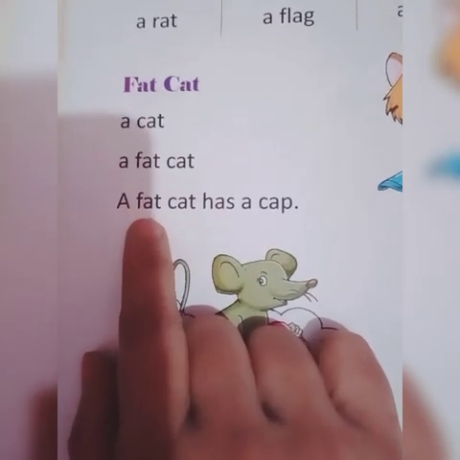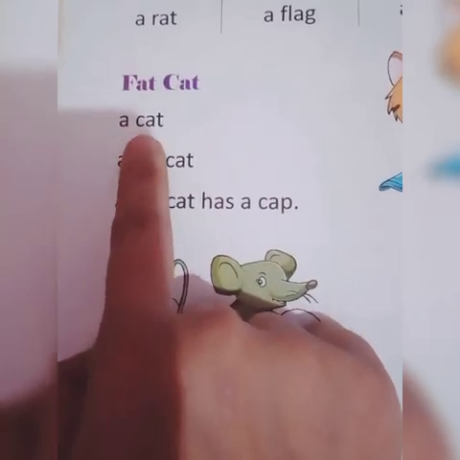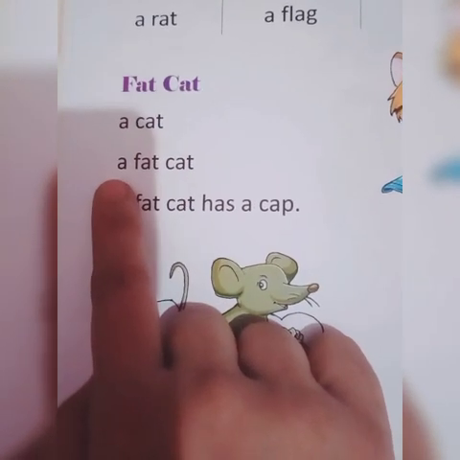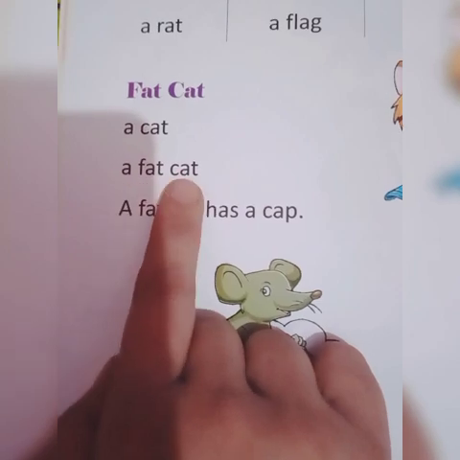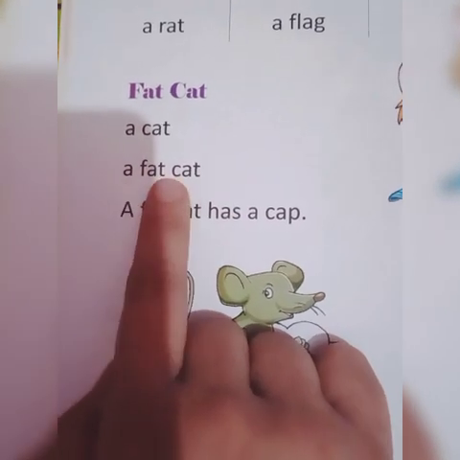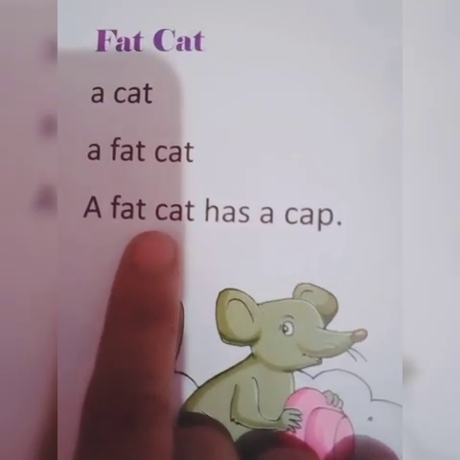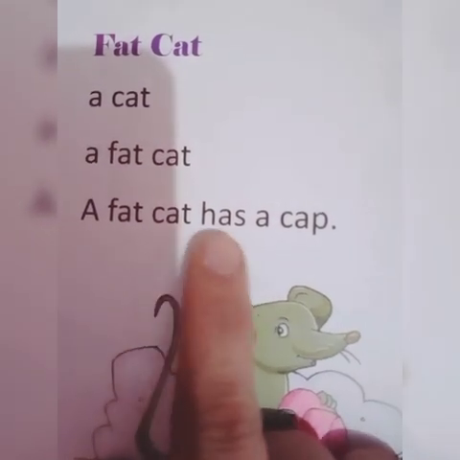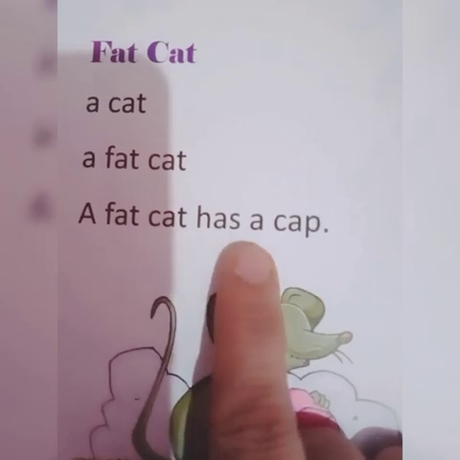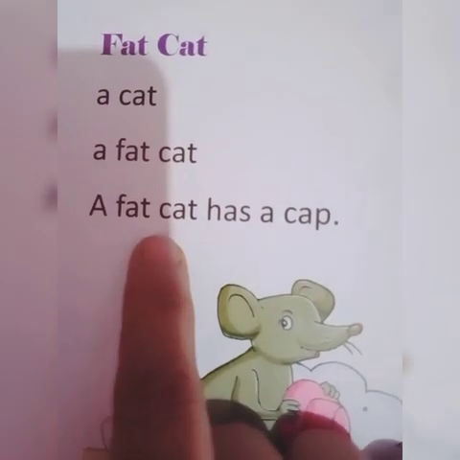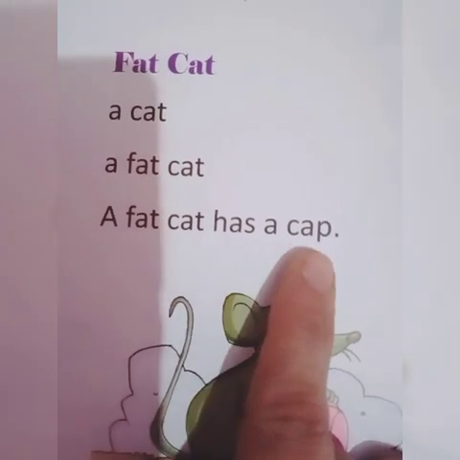Let's read with the sound. K, at, cat. A cat. F, at, fat. K, at, cat. A fat cat. F, at, fat. K, at, cat. A fat cat has a K, ap, cap. A fat cat has a cap.